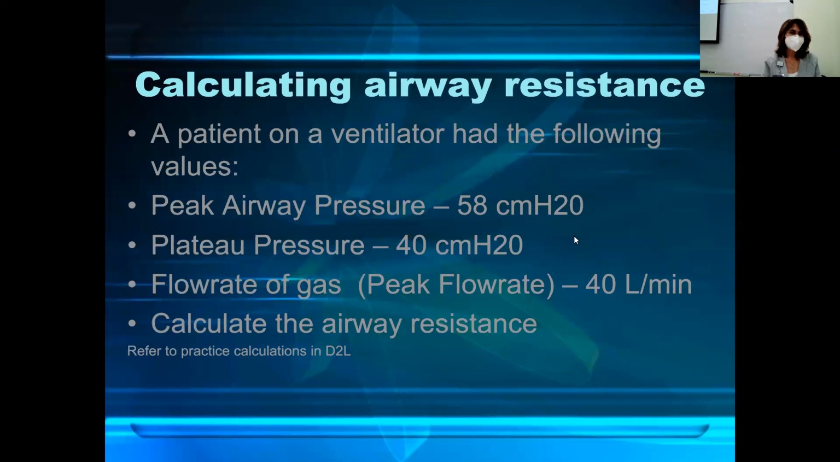Okay, a patient on the ventilator had the following values. The peak airway pressure, 58 centimeters of water. Plateau pressure, 40 centimeters of water. The peak flow rate of gas is 40 liters per minute. You need to calculate the airway resistance. I'll give you a minute and then I'll call on somebody.